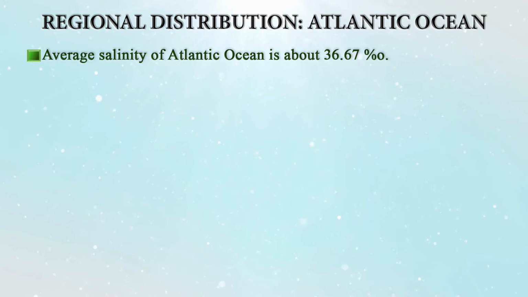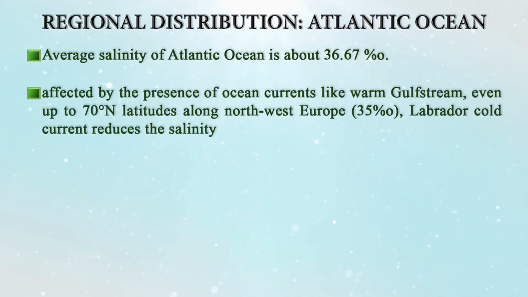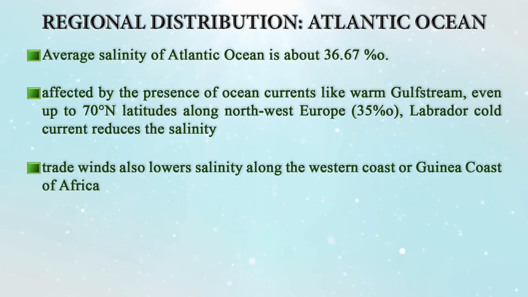You will see that the Atlantic Ocean is affected by the presence of warm ocean currents like the Gulf Stream and North Atlantic Drift. So, isohalines are slightly curved towards the north, and you see that 35 per thousand salinity is even found up to 70 degree north latitudes along the Atlantic Ocean, along northwestern Europe. And we can see that trade winds also lower salinity along the western coast, or the Guinea coast, of Africa.